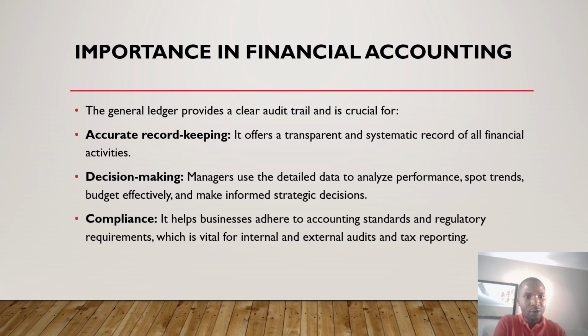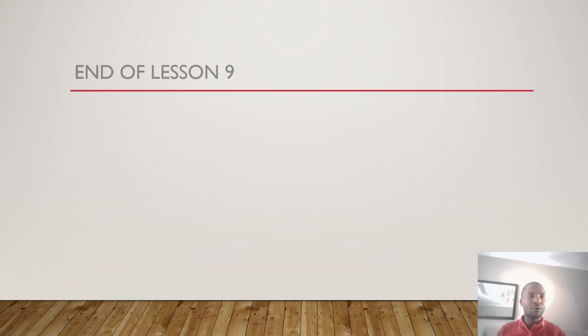Besides that, it also helps in compliance. It helps businesses to adhere to accounting standards and regulatory requirements, which is vital for internal and external audits and tax reporting. As we looked at, the general ledger ensures that the accounting equation is always in balance. Therefore, it helps with compliance with international accounting standards and financial reporting standards. You can add more based on what you have seen the general ledger is all about.